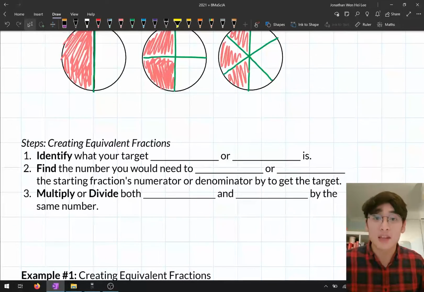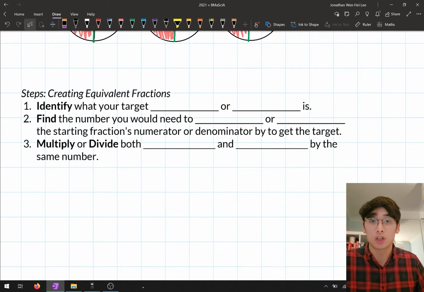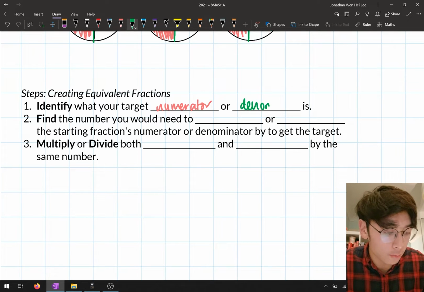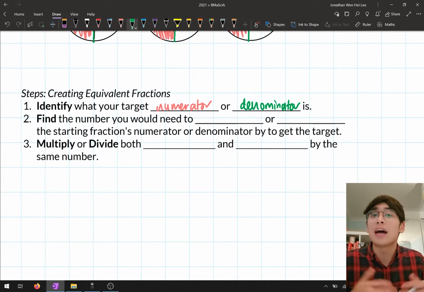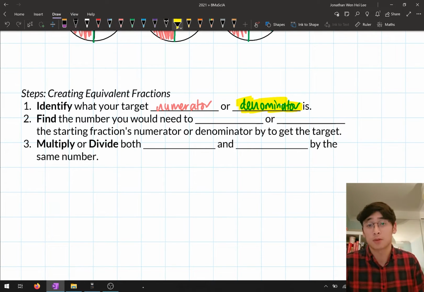So these are the steps we need to follow when we are creating equivalent fractions. First step, identify what your target numerator or denominator is. The first step that we're going to follow when we're trying to create an equivalent fraction is figure out what our target is. What do we want to change and what do we want to make in our target fraction? Do we want to have a denominator of 50? Do we want to have our numerator to be 1? We need to actually identify what that is. And most often, you're going to be changing your denominator most of the time.